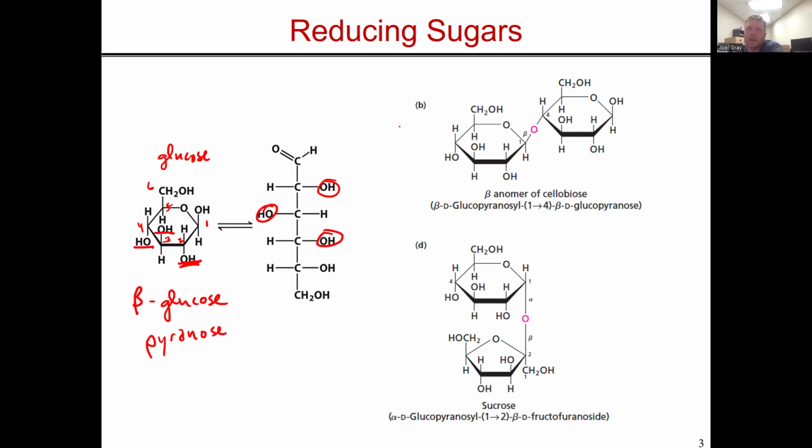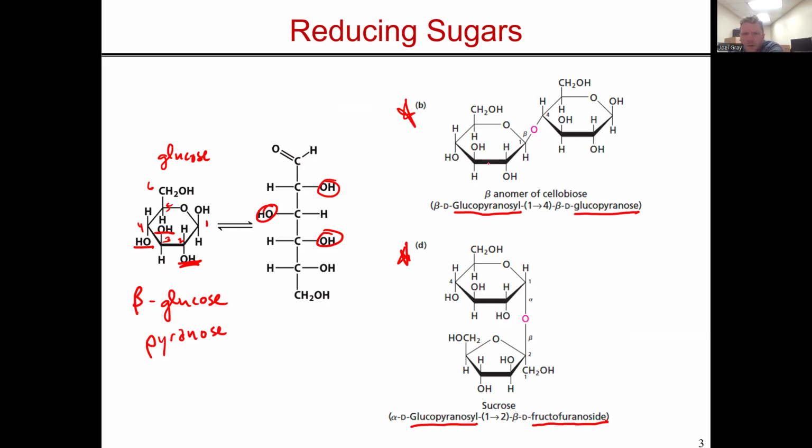Now, we can have a number of different forms of glucose or of a disaccharide. If we look over here, form B and D, let's look at these names. We've got glucopyranosyl, glucopyranose, glucopyranosyl, fructopyranoside. Okay, so let's see.